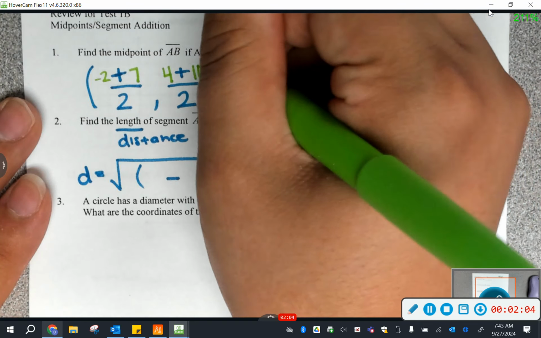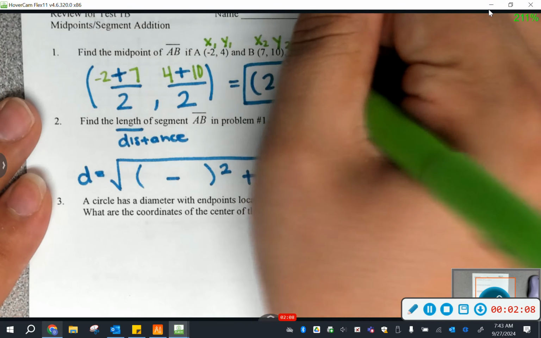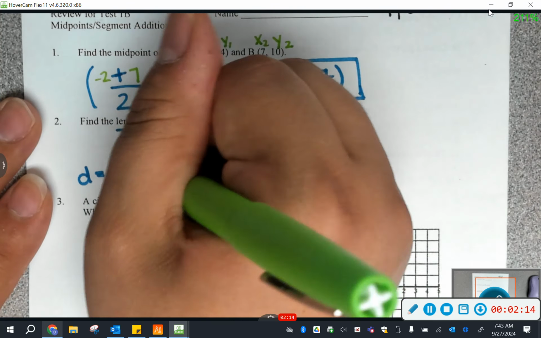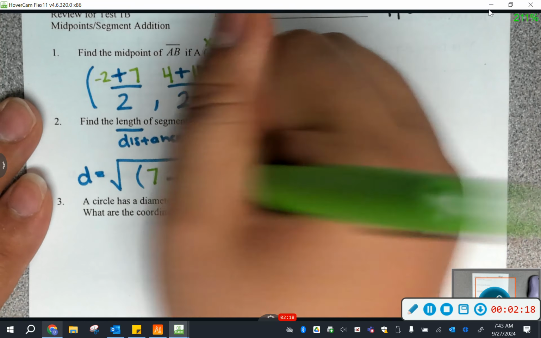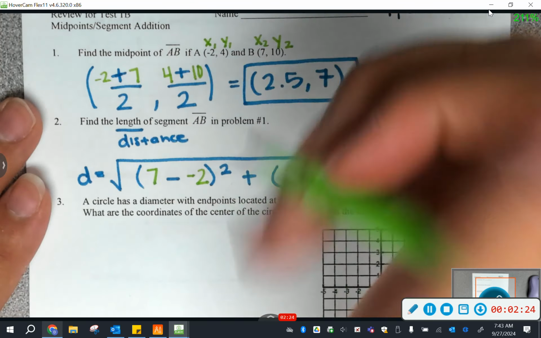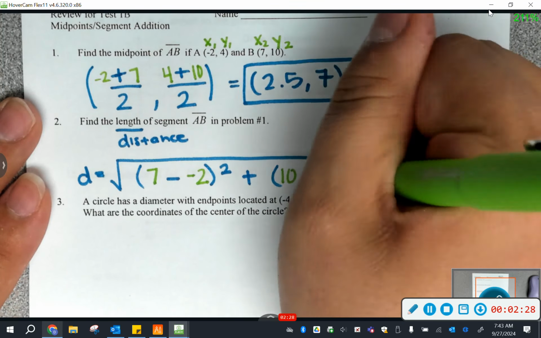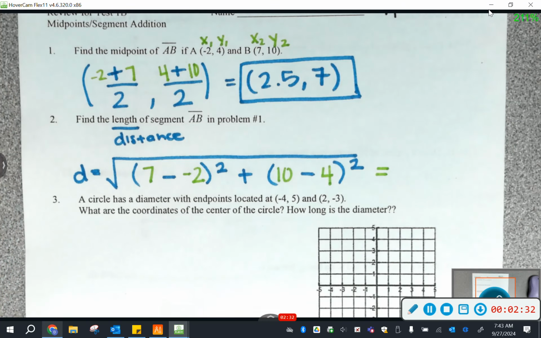Oh, and then we have to do, I'm going to label these up here because I didn't last time. X1, Y1, X2, Y2. What's your second X? 7. Minus, what's your first X? -2. What is your second Y? 10. Minus your first Y. And then put that in the calculator.